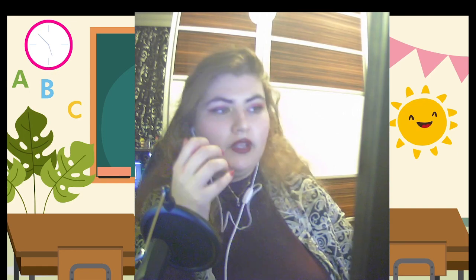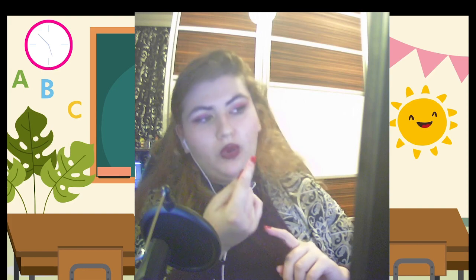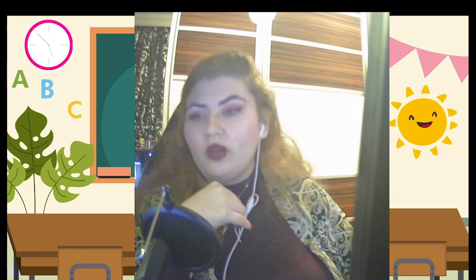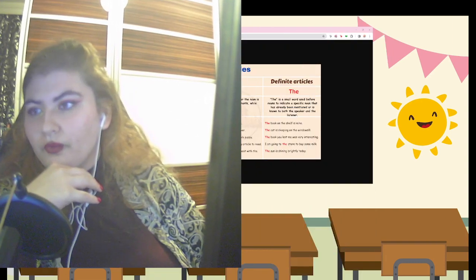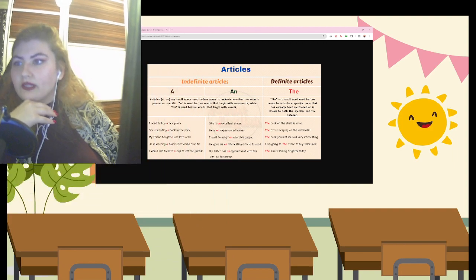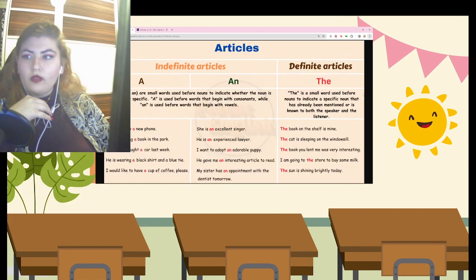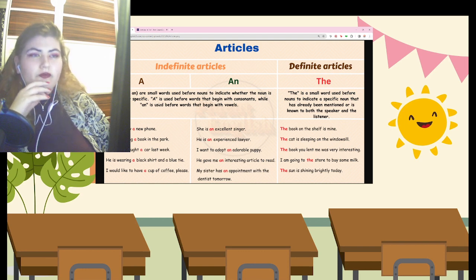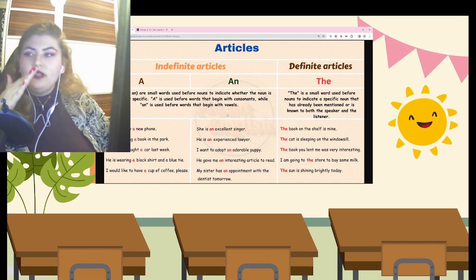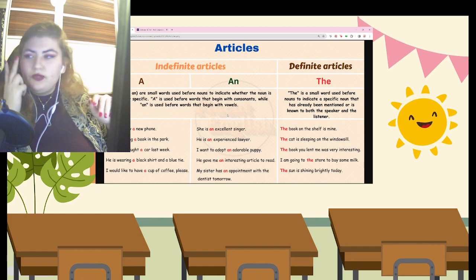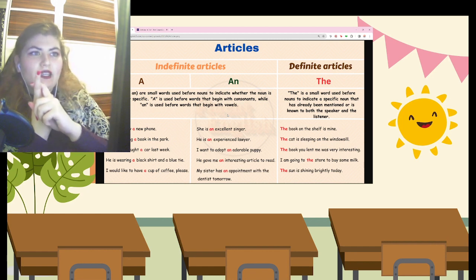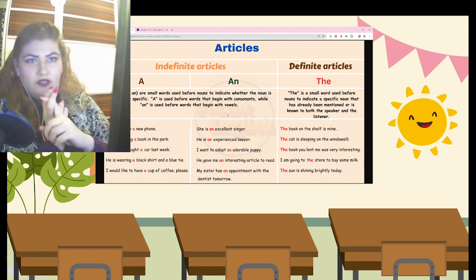For example, you can say, I have read a book. My mom bought an umbrella. The weather was so nice. Now it is time to show you details about article. So, we divide articles into categories: indefinite articles and definite articles.